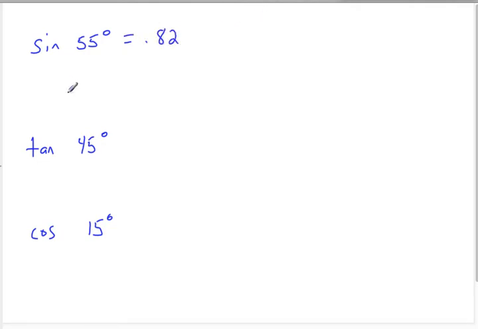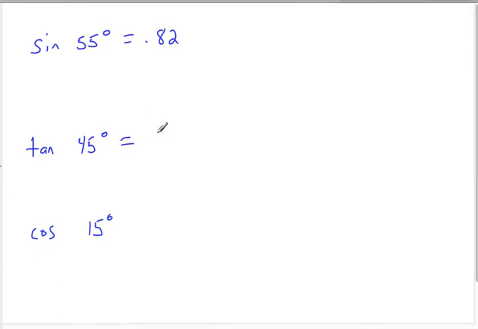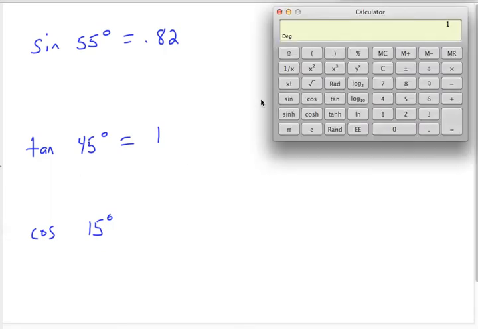For tangent 45 degrees, we just plug in 45, hit the tan button, and it says 1. So tangent 45 degrees is 1. And finally, if we want the cosine of 15 degrees, we just type in 15, hit cosine, and it's 0.97.